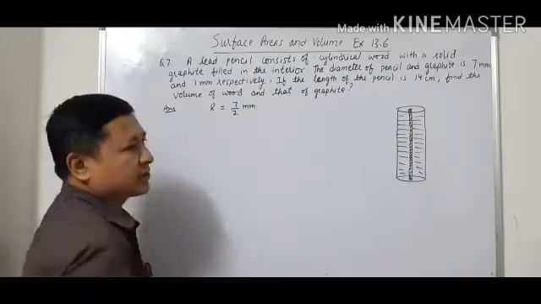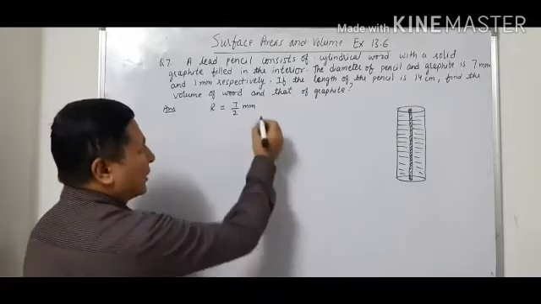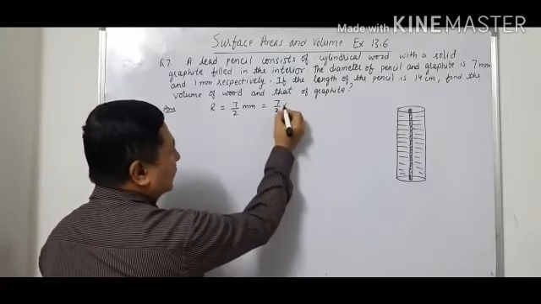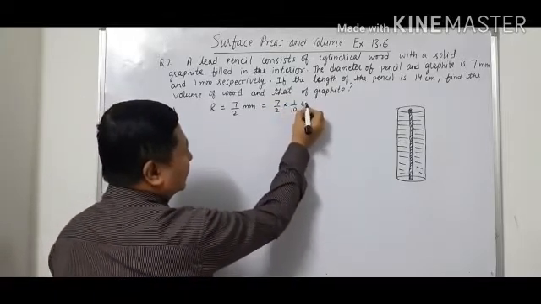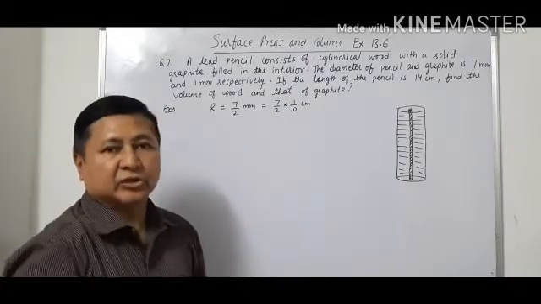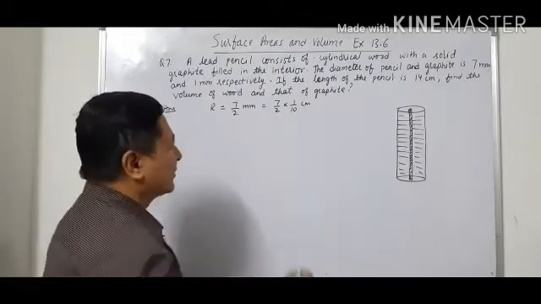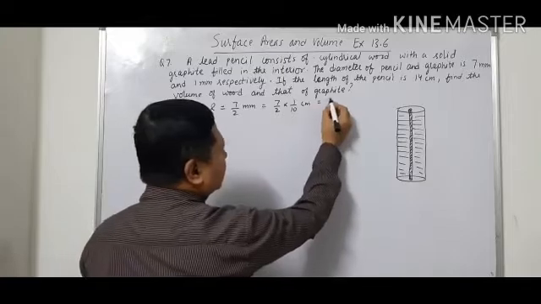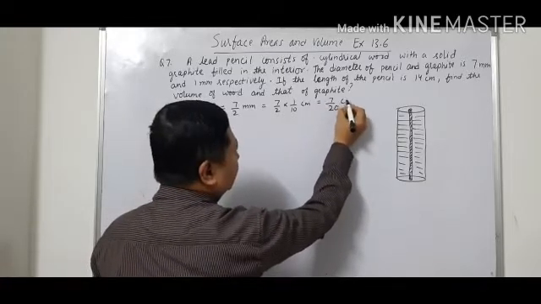But this is in millimeter, so we will convert to centimeter. 7 upon 2 into 1 upon 10 centimeter, because 1 millimeter is equal to 1 upon 10 centimeter. So let us solve this. This will become 7 upon 20 centimeter.